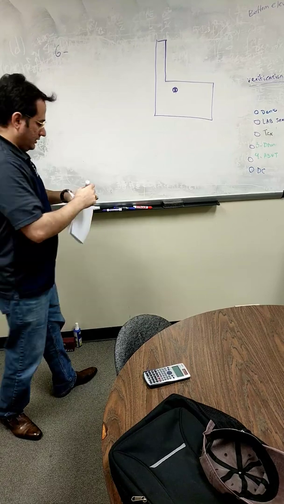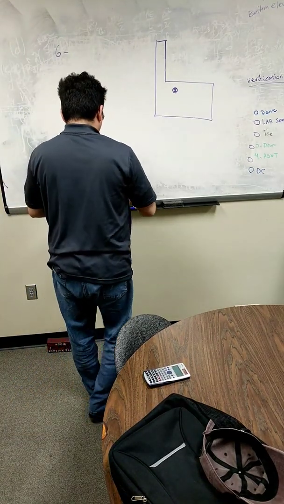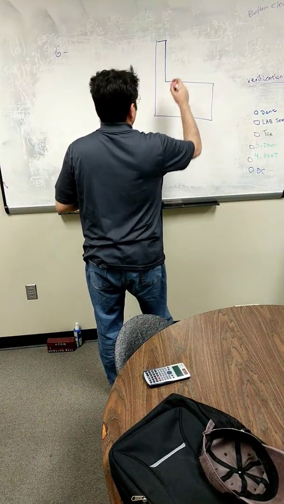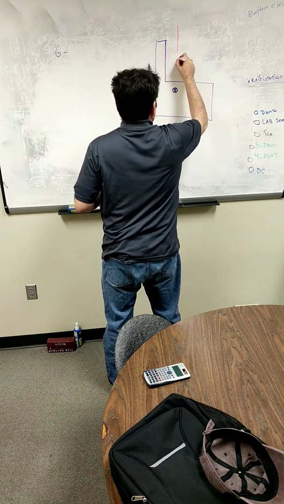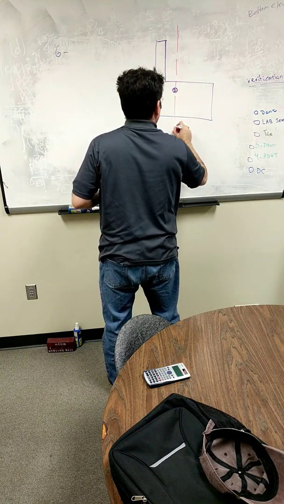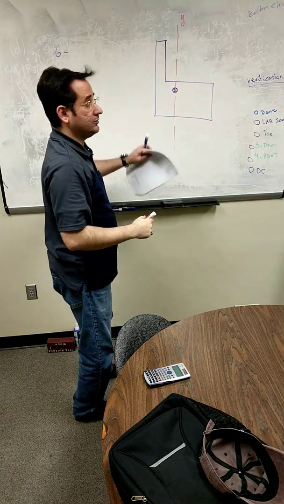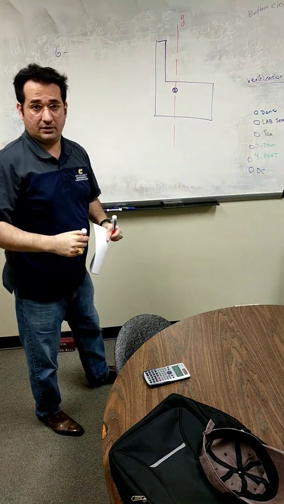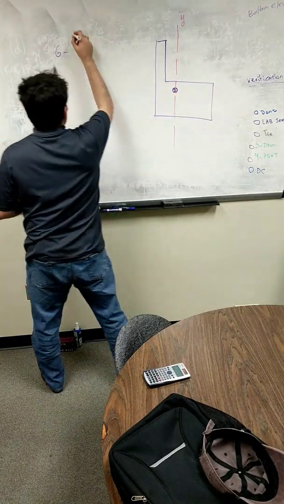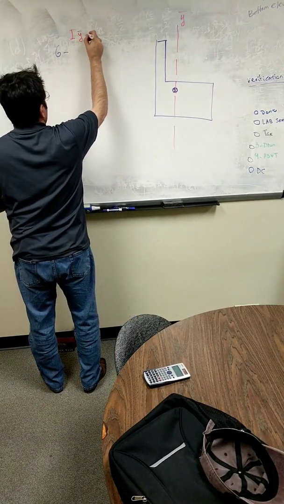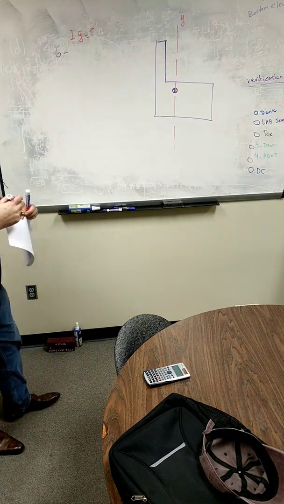So what this question is asking is to find the area moment of inertia with respect to this axis, the y-axis that goes through the centroid. Don't forget the bar means the centroid. So I'm trying to find my I y bar. That's what I'm trying to do.